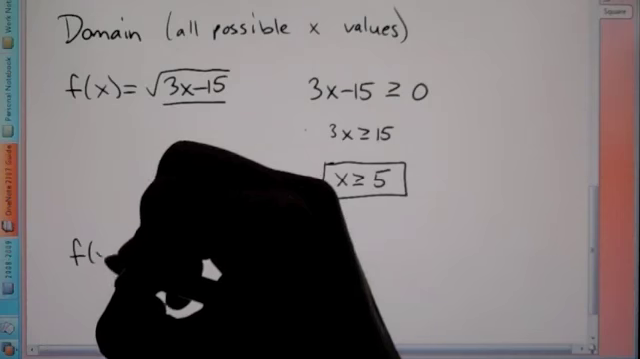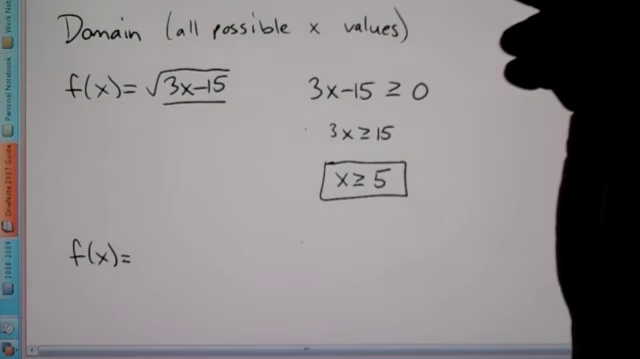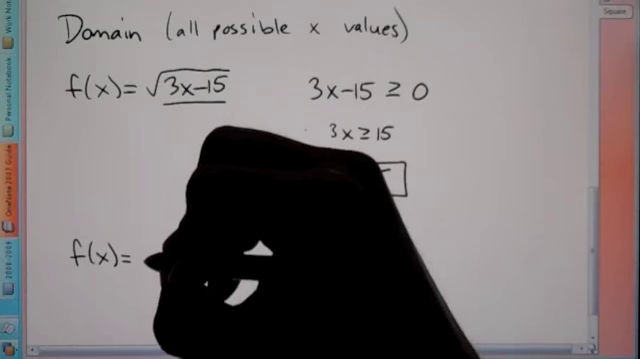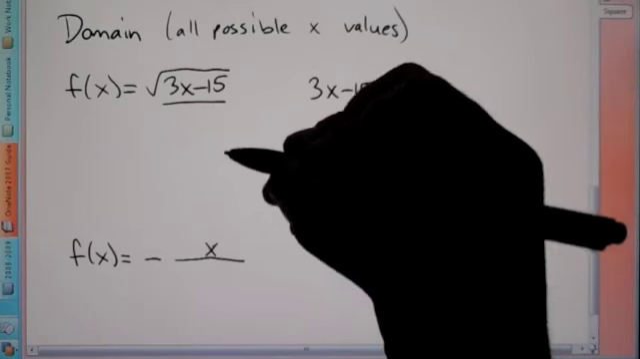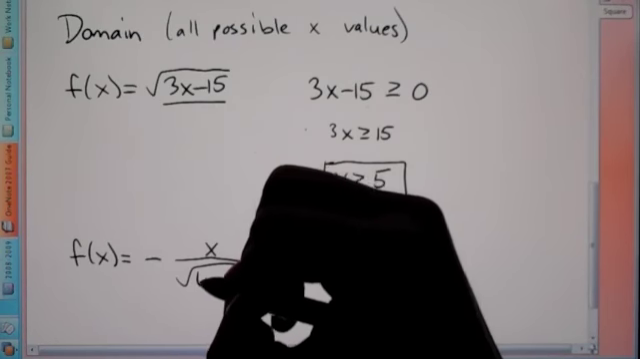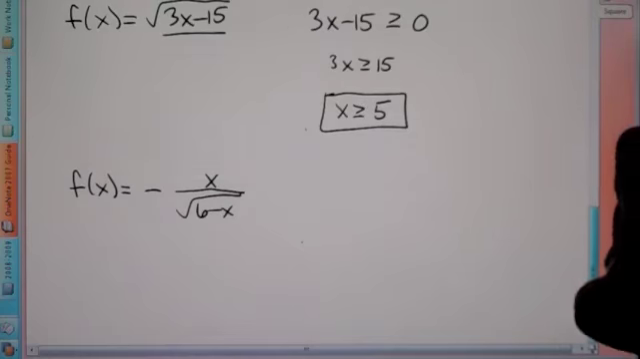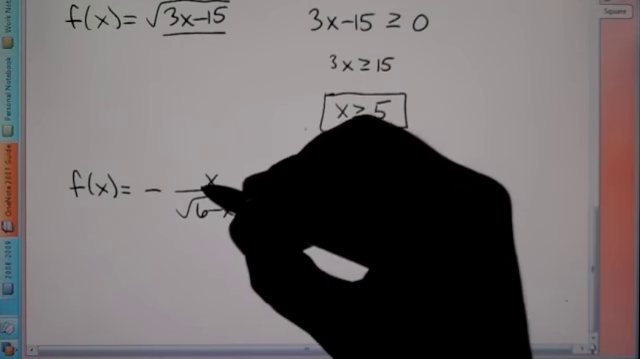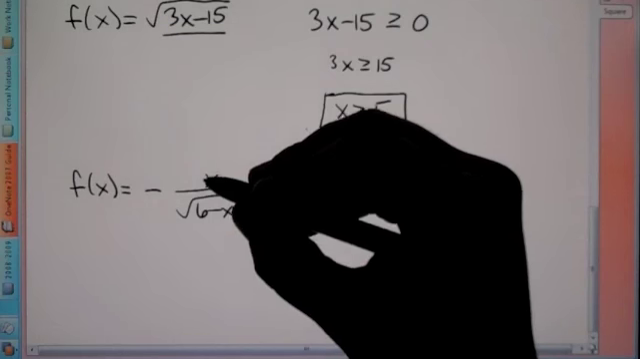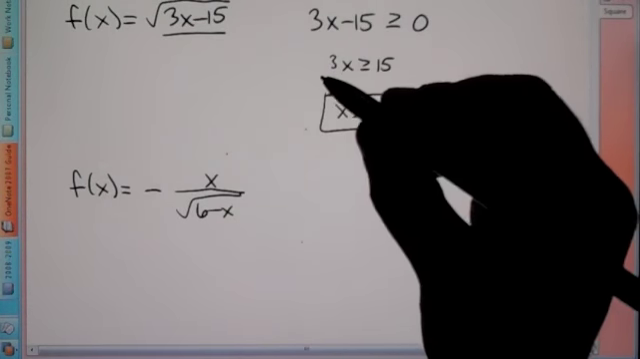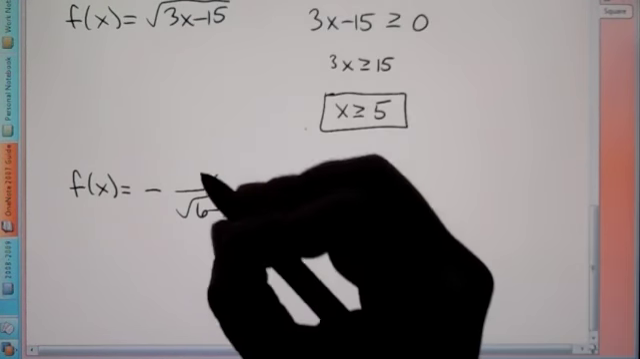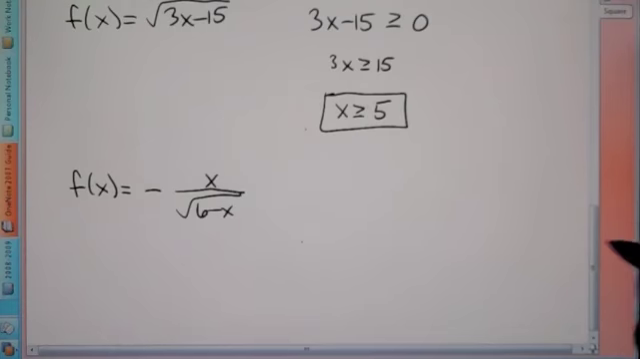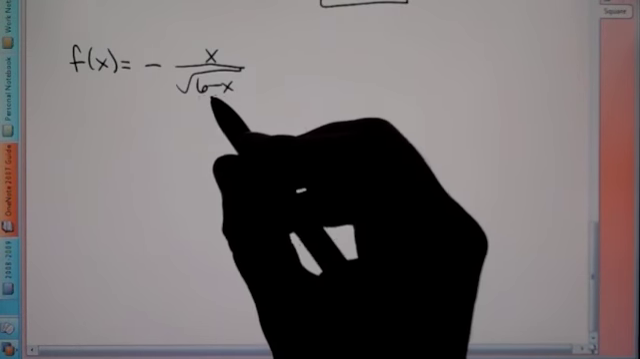Let's do one more. You have f of x is equal to negative x over the square root of 6 minus x. Now when you're trying to find domain, don't even worry about the top. The top doesn't matter because you can plug anything into a numerator if there's no root that's involved with it. So, I mean, there's no number here that you cannot plug in. So we're just going to look at the bottom.